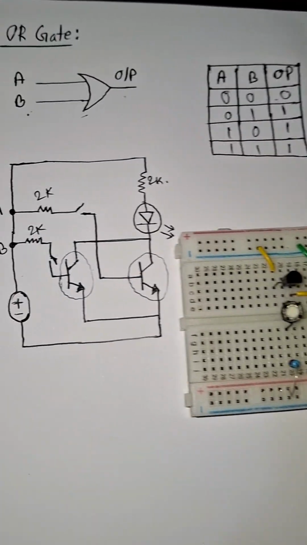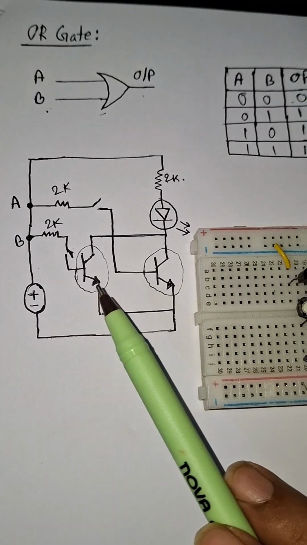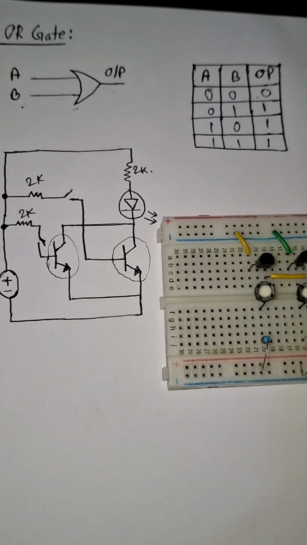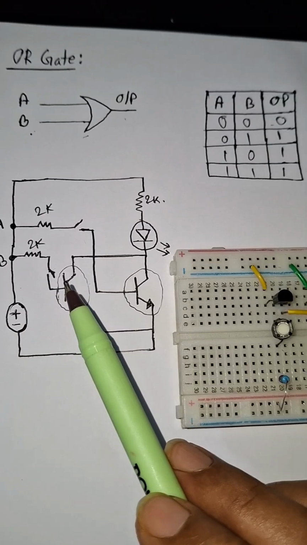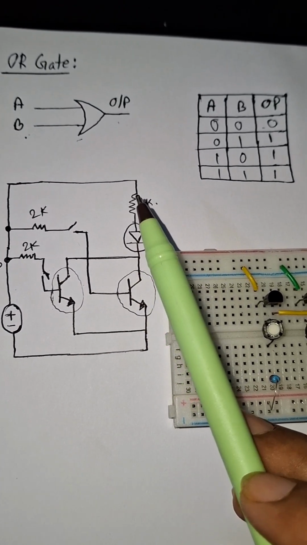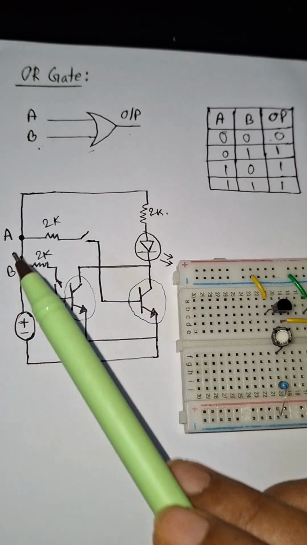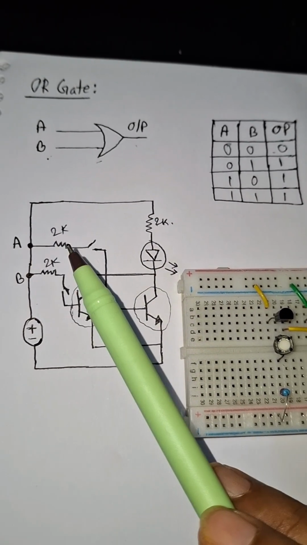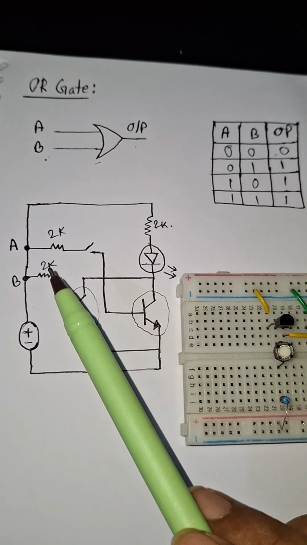So we have implemented this circuit diagram on the breadboard. Two NPN transistors are put in here, and the emitters are grounded. The two collectors are a common point, and the LED is connected through a 2K resistor to the voltage supply. The A input and B input are given to the bases of the two transistors with a switch and a 2K resistor.